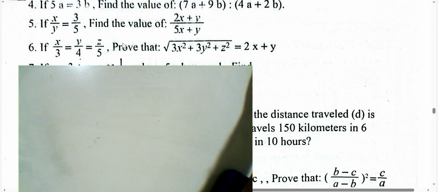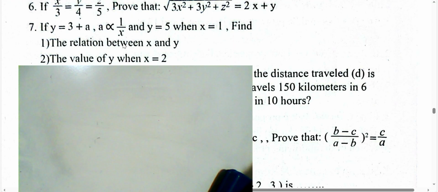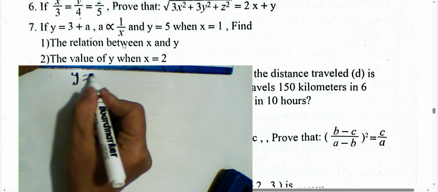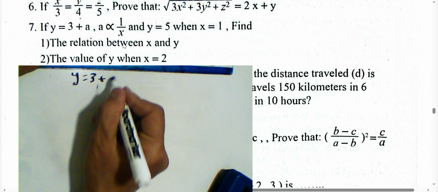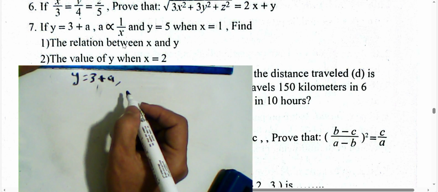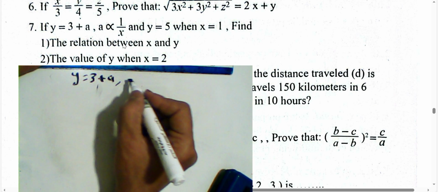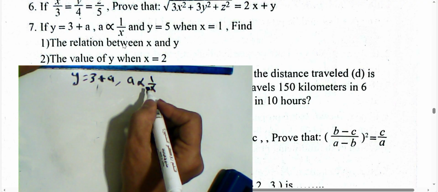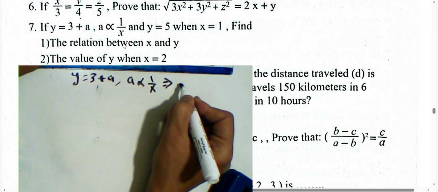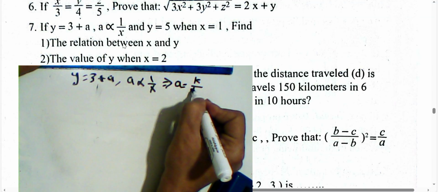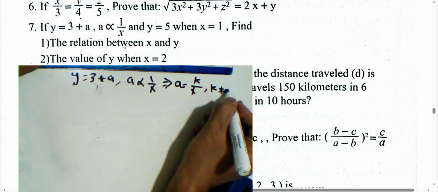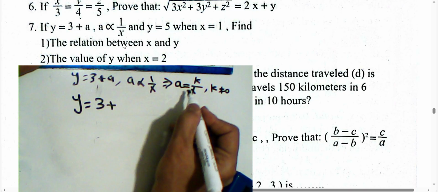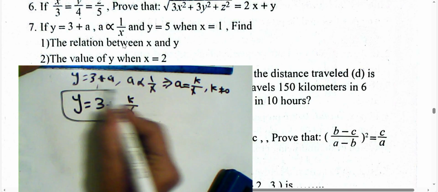Okay, find the answer here. Number 1: if y equals 3 plus A, and A is a direct variation by x, 1 over x, we can put A equivalent to k over x, where k is a constant not equal to 0. So in this relation, y will be equal to 3 plus A. Cancel A and write k over x.